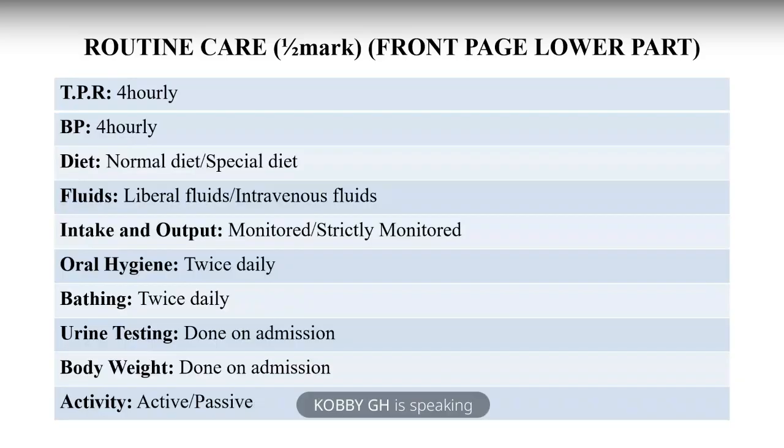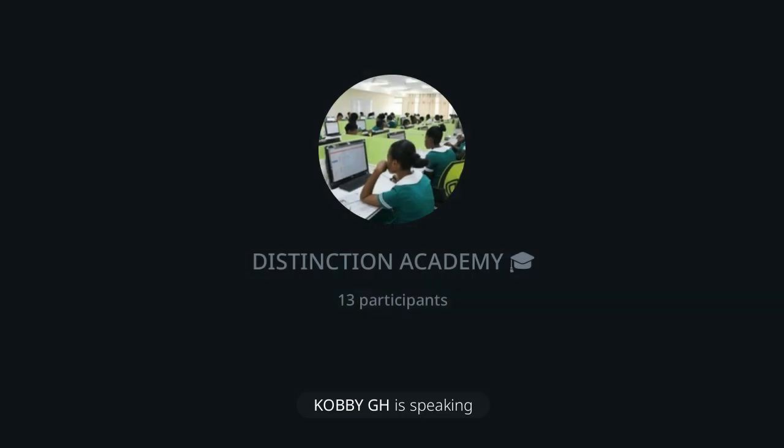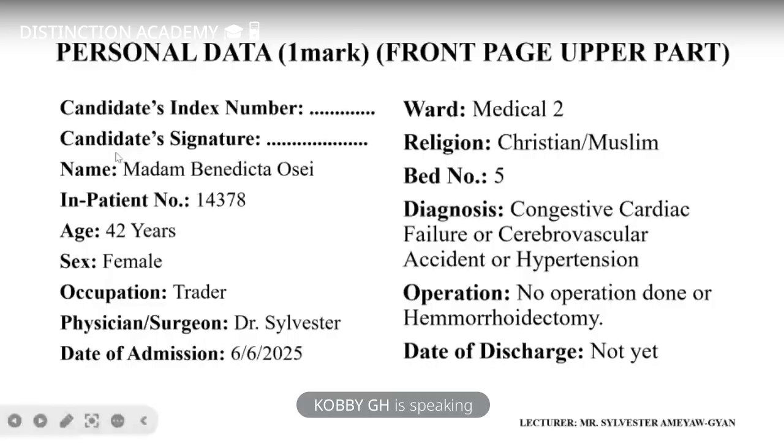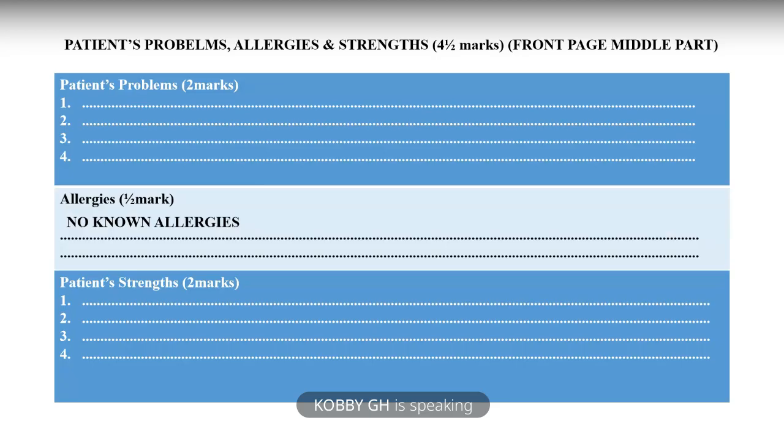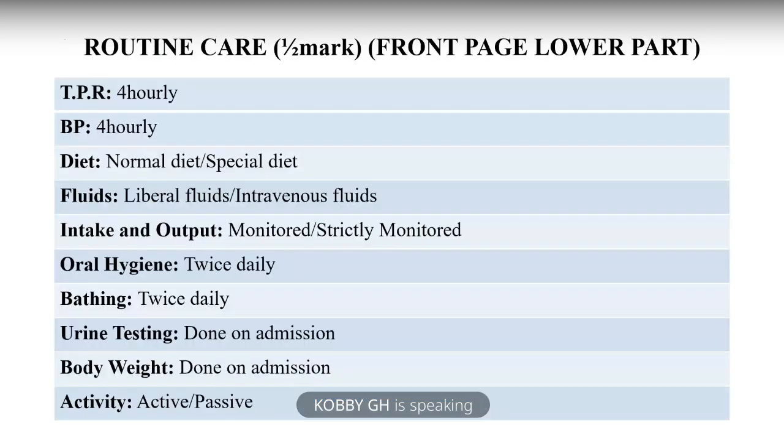Now we all know the routine care. So let's carry on. We have the routine care at the front page of the care plan, the lower part. Right after your candidate's name and candidate signature, come straight. Please, follow the system. You don't commit errors. No known allergies. Then you come to the routine care. You write the routine care.